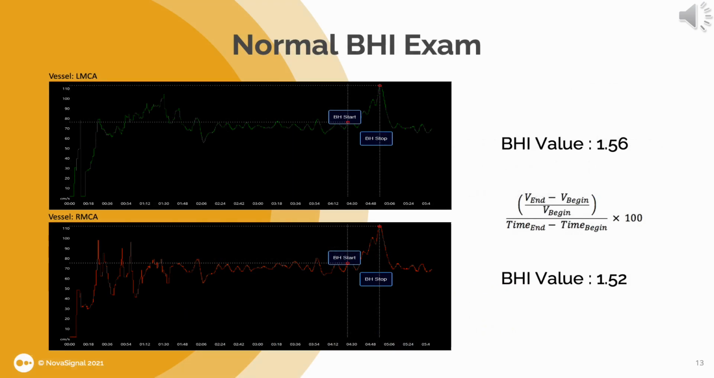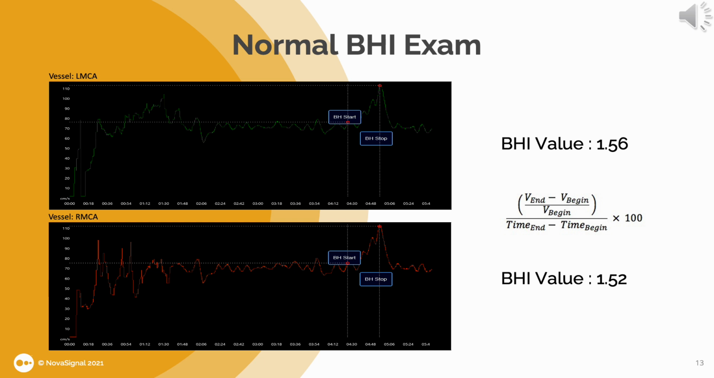Here we can see what a normal BHI exam would look like. We see both the left MCA on top and the right MCA on bottom. You can see a baseline of at least 2 minutes was obtained before the patient was asked to hold their breath for roughly 30 seconds. During the breath hold exercise, you can see increases in mean flow velocity in both vessels.